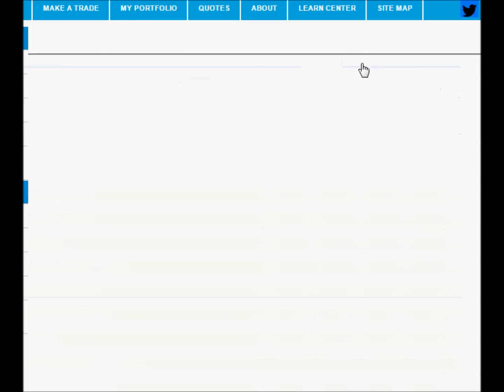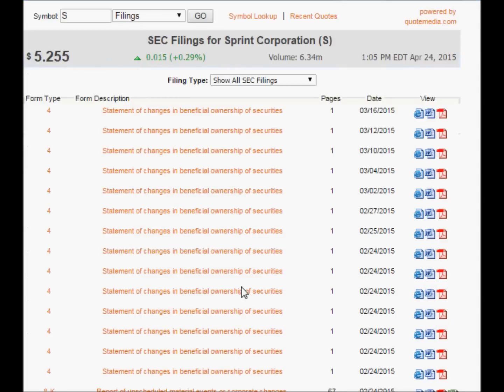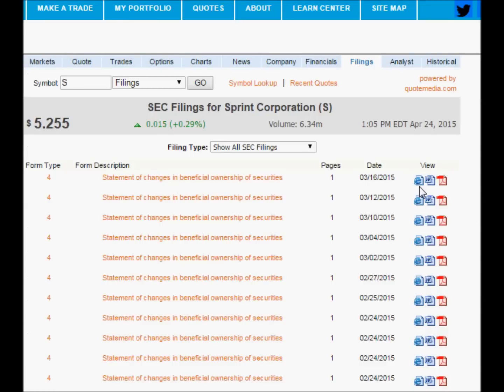This is a list of their SEC filings. So for example, their corporate actions would be logged in this section, and their statements of ownerships and things like that. These can be viewed in the browser, downloaded as a Microsoft Word file, or downloaded as a PDF.